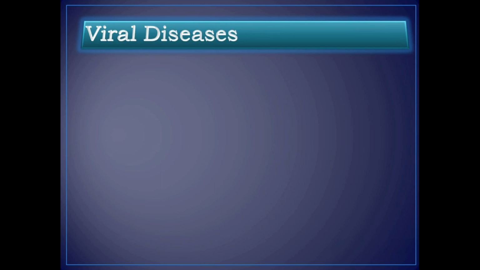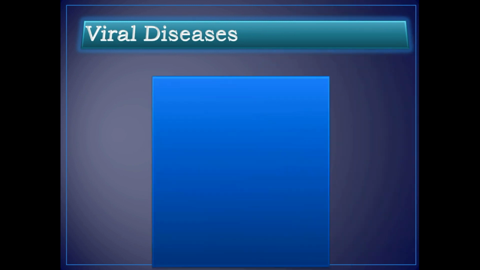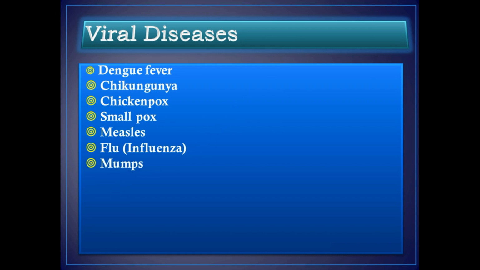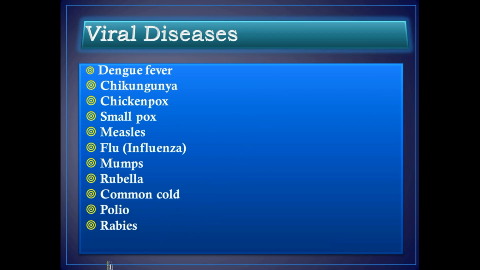Now let's get familiarized with certain other viral diseases which are quite common among the human population. They are dengue fever, chikungunya, chickenpox, smallpox, measles, flu, commonly known as influenza, mumps, rubella, common cold, polio, rabies and Ebola. These are the major viral diseases among the human population. I repeat: dengue fever, chikungunya, which is commonly spread by mosquitoes, chickenpox, smallpox, measles, flu or influenza, mumps, rubella, common cold, polio, rabies, Ebola, and nowadays the most prominent one, COVID-19.